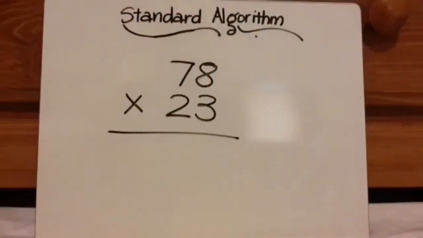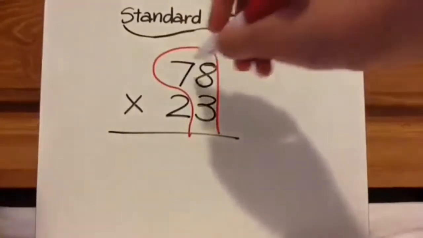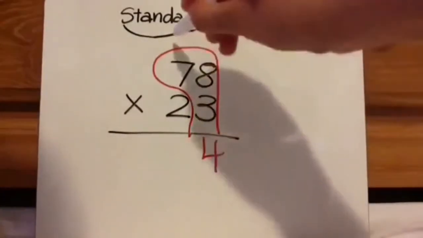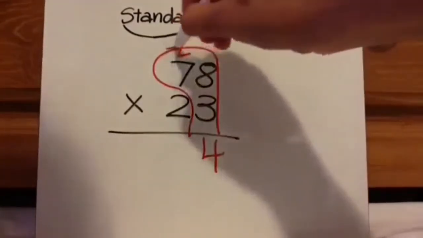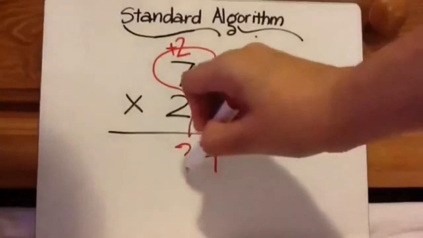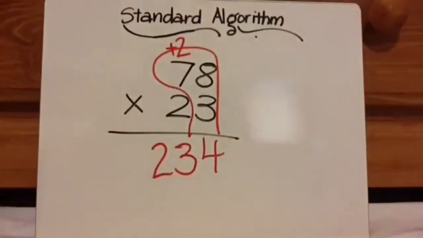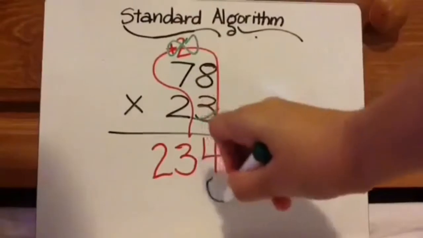Alright, 78 times 23. Step 1, draw the turtle and do 78 times 3. 8 times 3 is 24. Bring down the 4, carry the 2. 7 times 3 is 21, plus 2 is 23. 234. Step 2 is bow tie, collar, lay an egg.